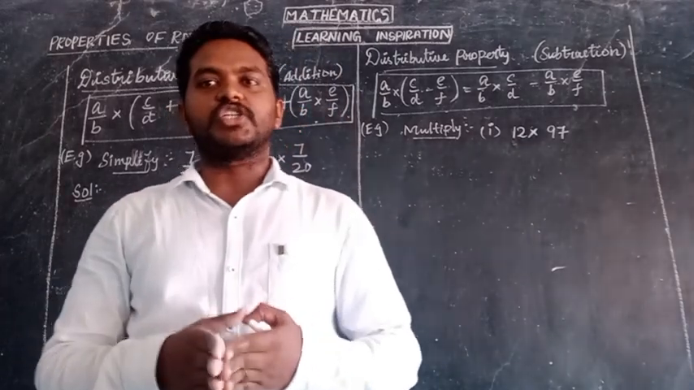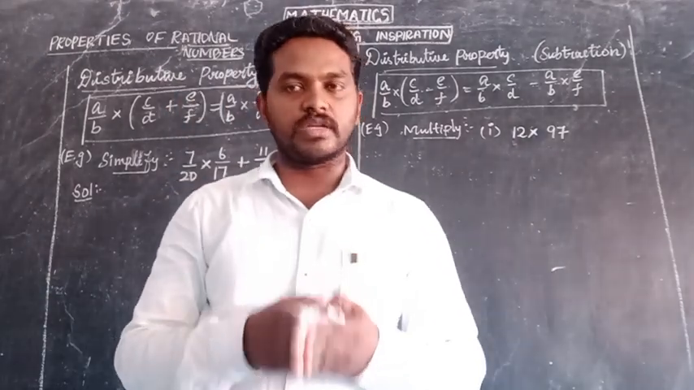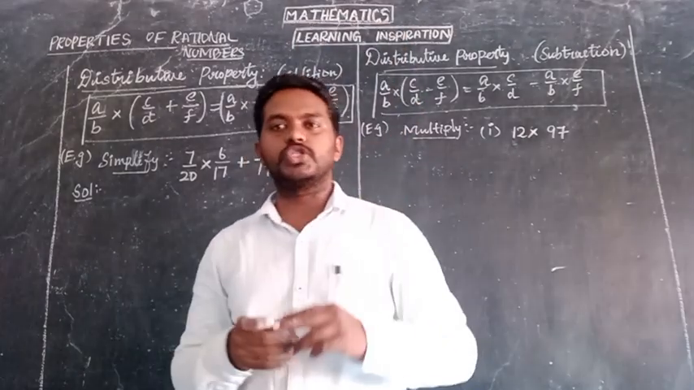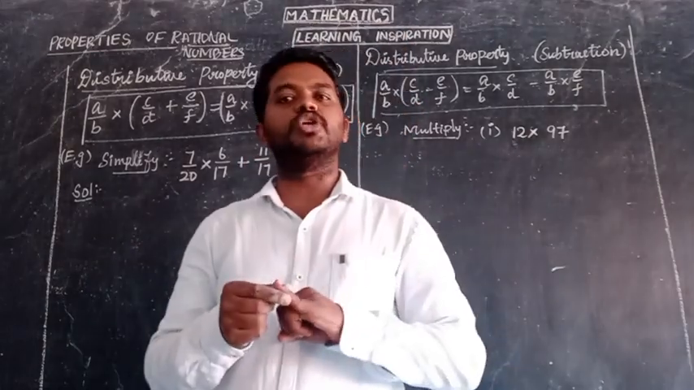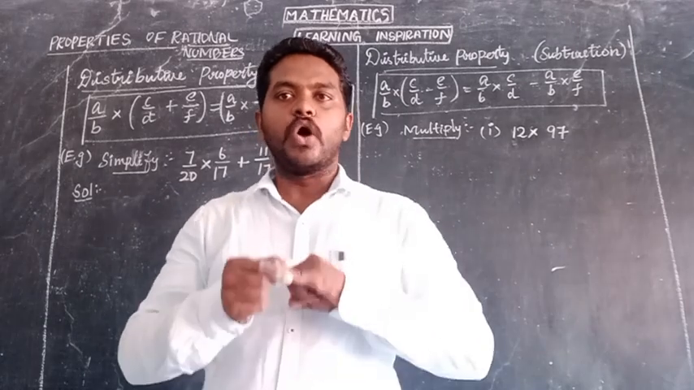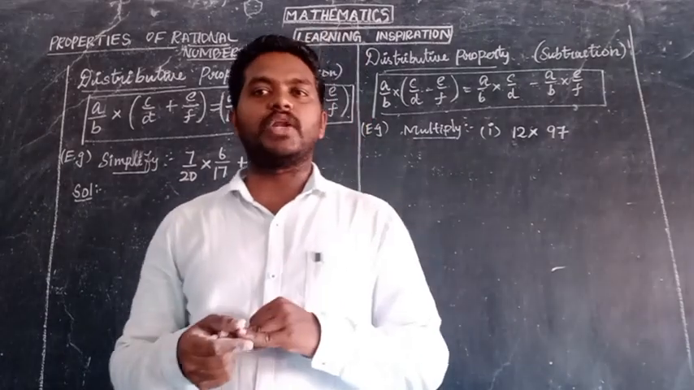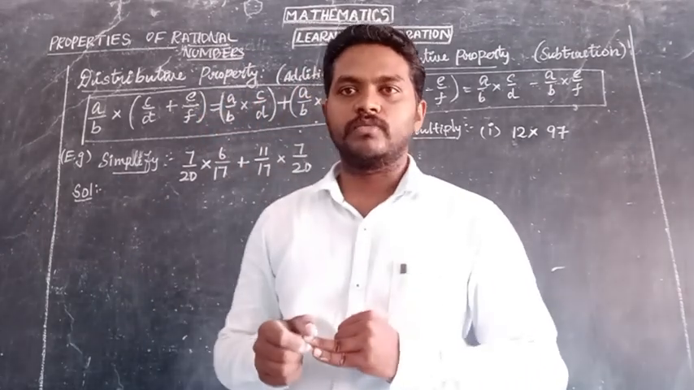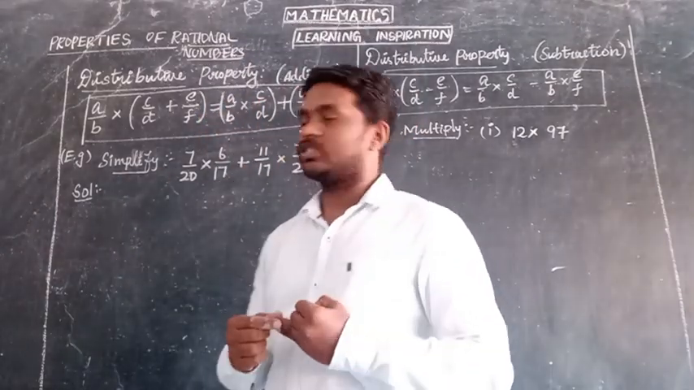So, the next topic is properties of rational numbers: the distributive property. We have two distributive properties. The first one is the distributive property of multiplication over addition. The other one is the distributive property of multiplication over subtraction. So, let's start our class on the distributive property.